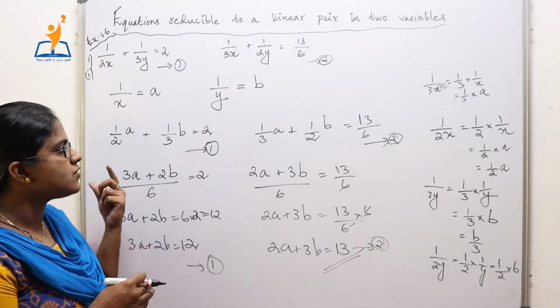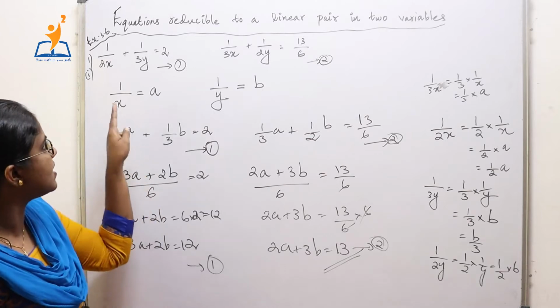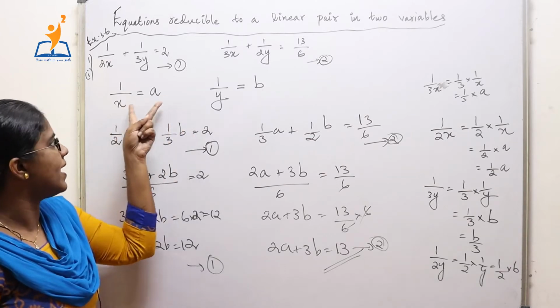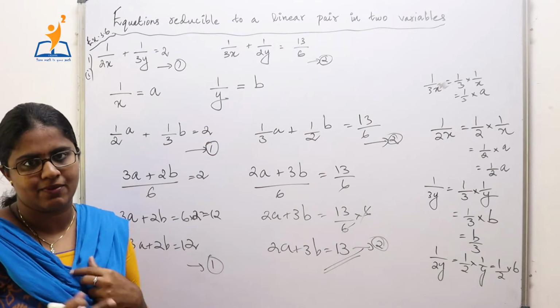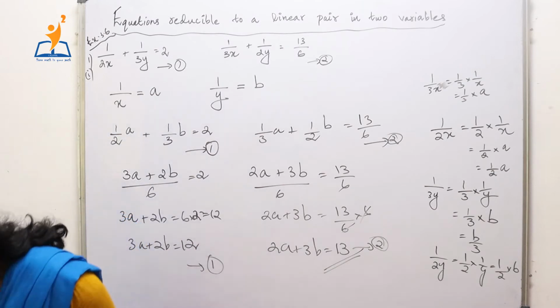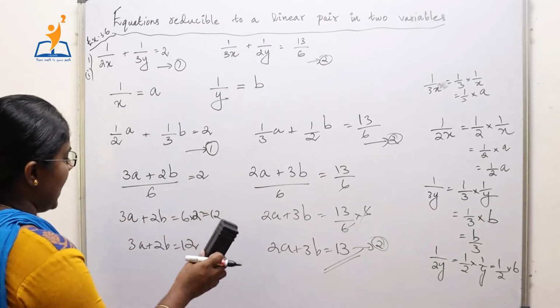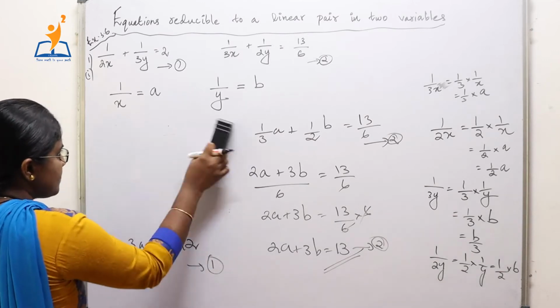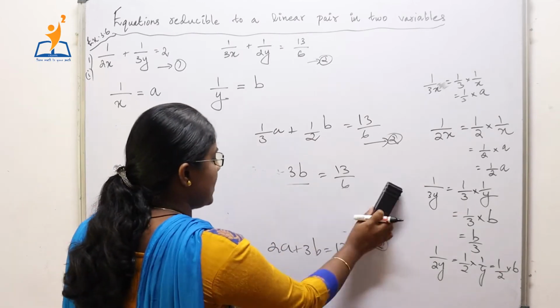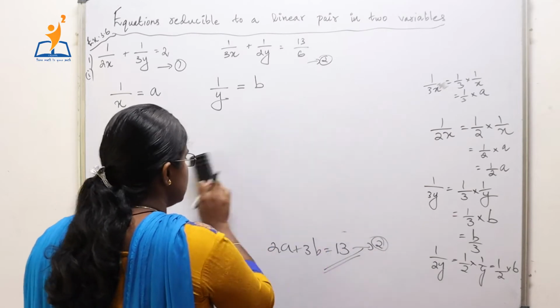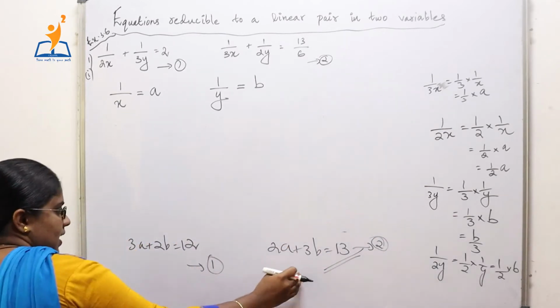After getting the values of a and b, we can easily find the values of x and y, because 1 by x is equal to a and 1 by y is equal to b. So let's solve this pair using the elimination method. This is our equation number 1 and this is our equation number 2.